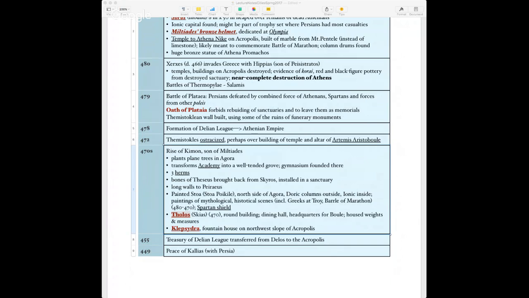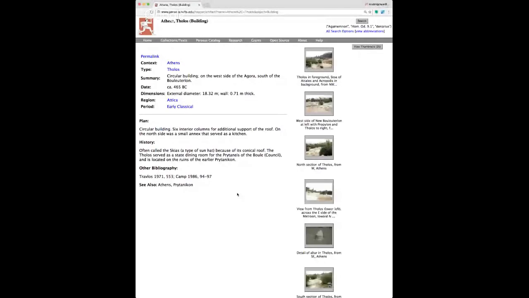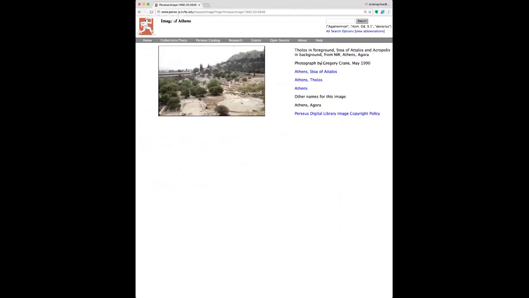If you go to these links, you will be able to see all these things that I am showing you. I won't go over all of them here because you can look at them on your own, but I will just point out here is the Tholos. That is the same word as the word for the beehive tomb, but here it refers to a round building. This is the Athenian Agora. This is the Acropolis.